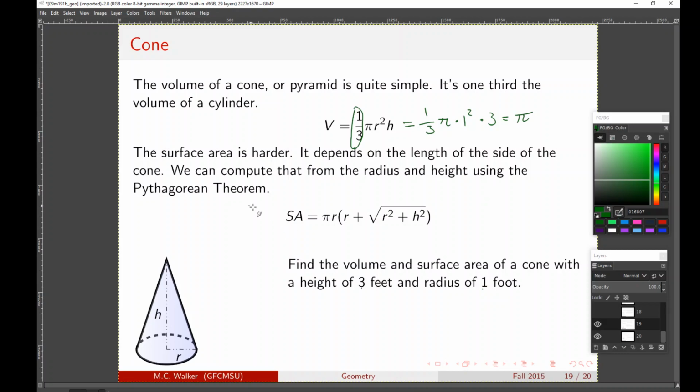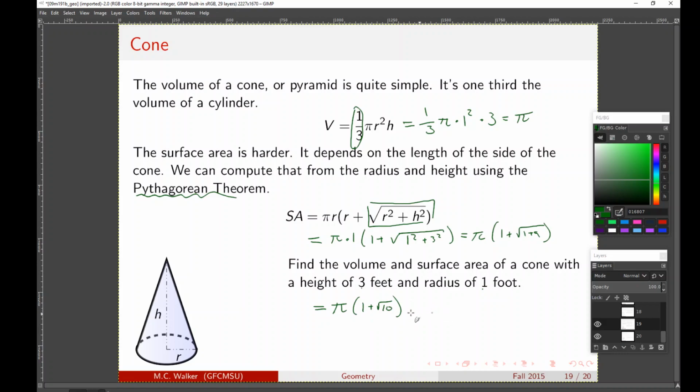The surface area depends on the Pythagorean theorem, which is why there's this sum of squares square rooted in it. It's just using a formula. Pi times 1 plus the square root of 1 squared plus 3 squared. Ugh. This is pi times 1 plus the square root of 1 plus 9. This is pi times 1 plus the square root of 10, which is, I mean, good enough. Unless you have a calculator.